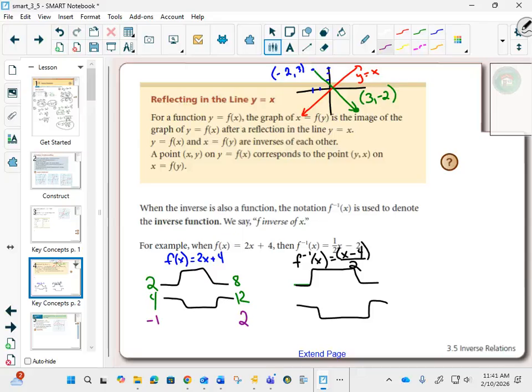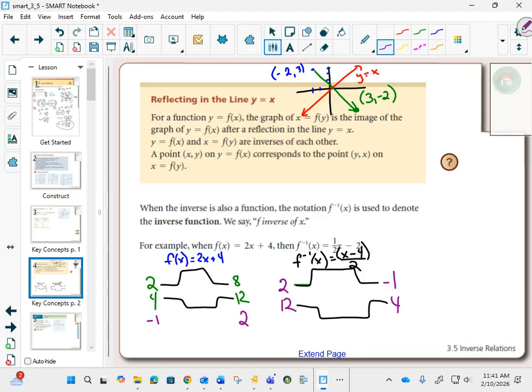And sure enough, if I double check this, if I throw a 2 into this equation, 2 minus 4 is negative 2. Negative 2 divided by 2 would give me negative 1. If I threw in a 12, what's 12 minus 4? 8. 8 divided by 2, out would come a 4. Does that match up with the other machine? You see how it's undoing the other machine.